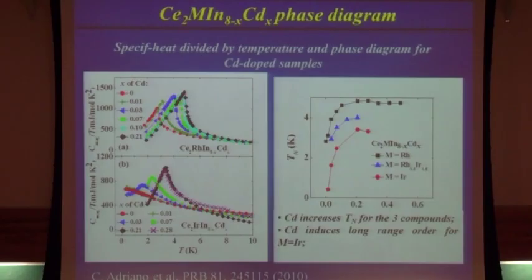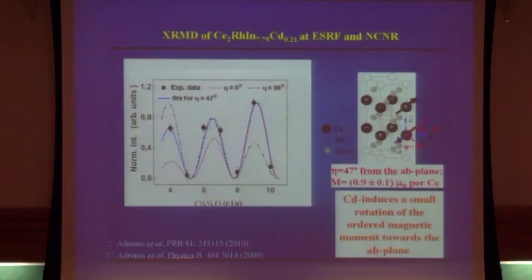Okay. So here the idea was, let's get one of these cadmium-doped samples and see what's going on with the doublet. Unfortunately, we couldn't find yet the crystal field scheme. We are still trying to figure out the crystal field scheme. We tried to measure by neutrons, but we couldn't resolve it. But we did see how the magnetic structure changed.